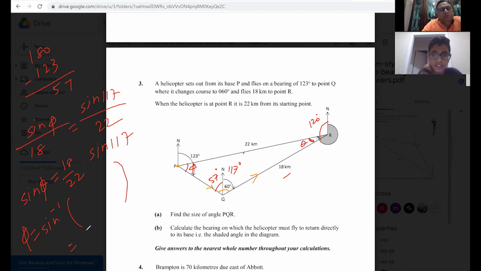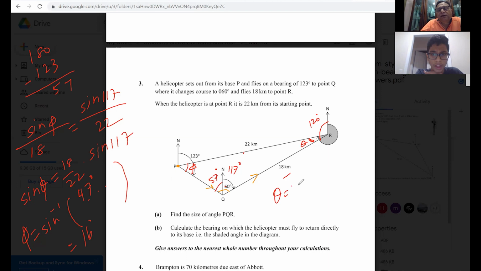Yeah, so I got 16 degrees for that angle. So theta is 16 degrees. The angle QPR is 47 degrees. This is 47 for you. Okay, so that is 47.